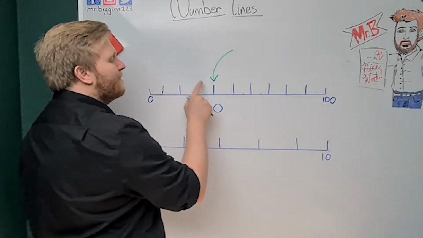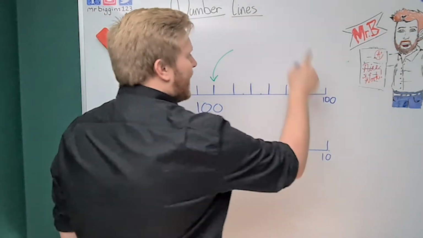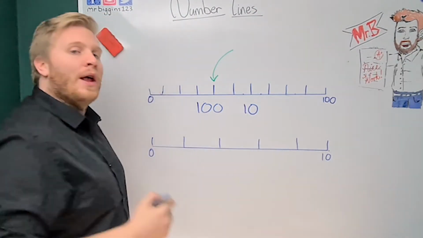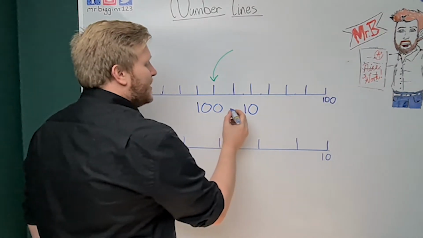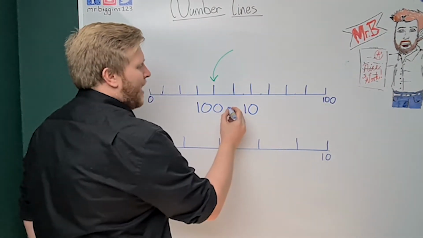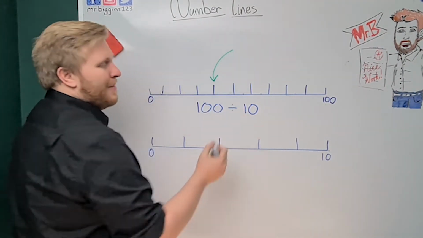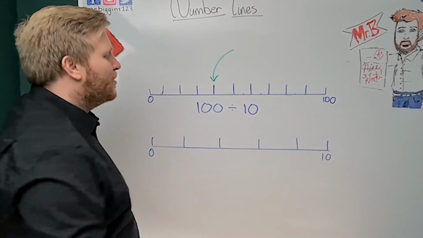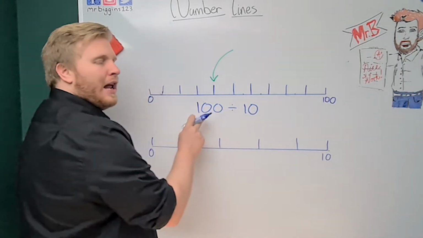1, 2, 3, 4, 5, 6, 7, 8, 9, 10. Okay, we have 10 gaps. Now what I'm going to do to find out what each gap is, although we already know this time, is we are going to divide them. So that sign means divide. It means share. It means I'm going to say how many 10s are in 100.